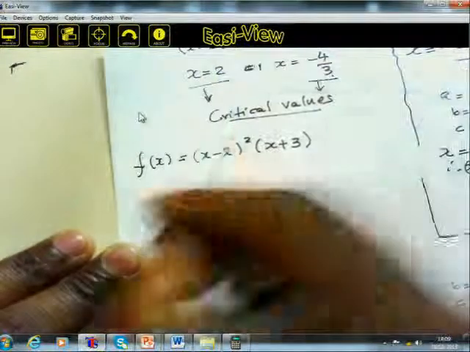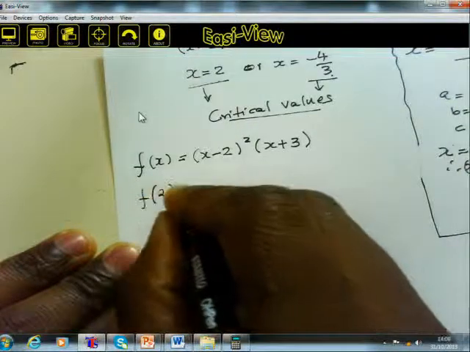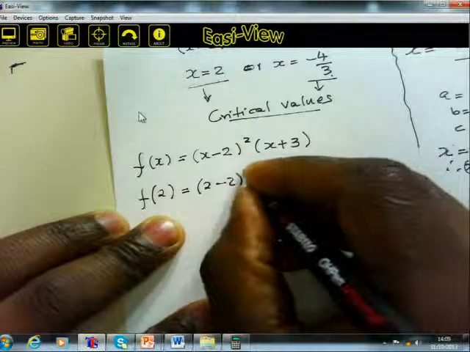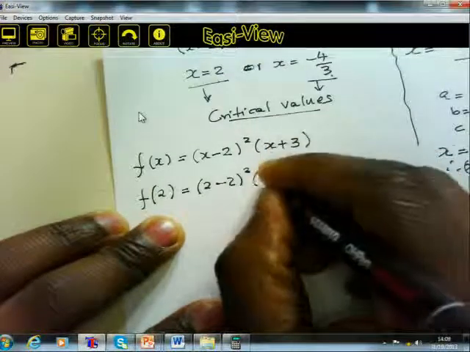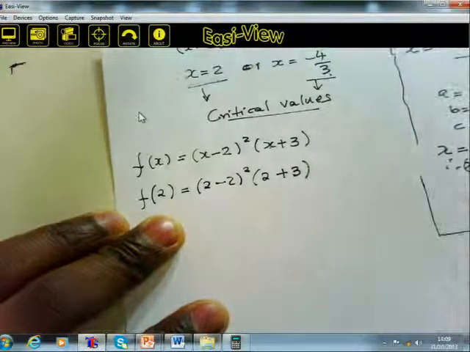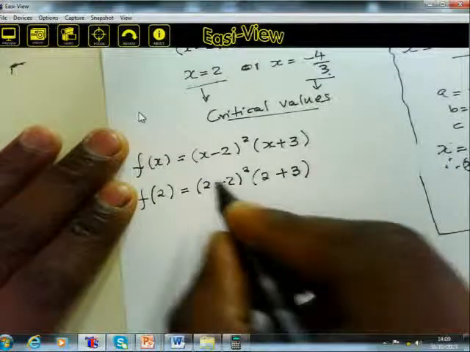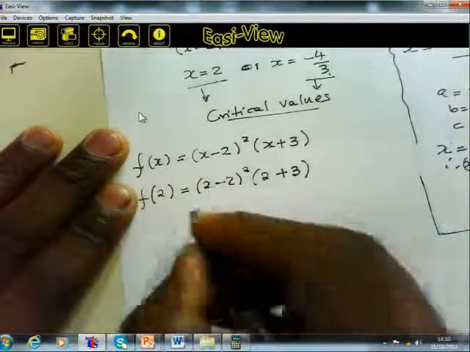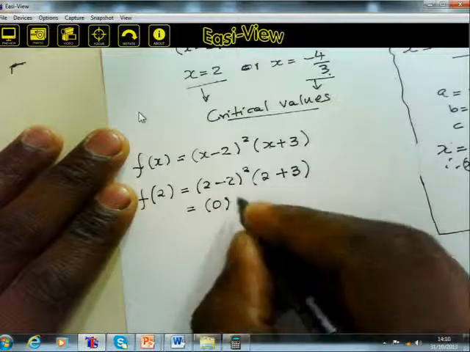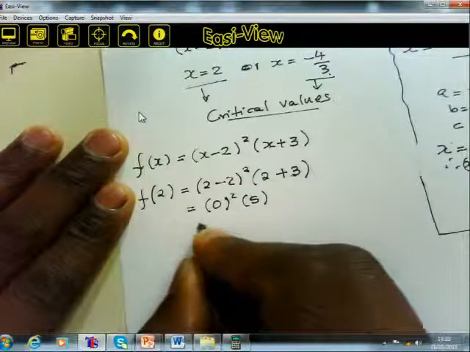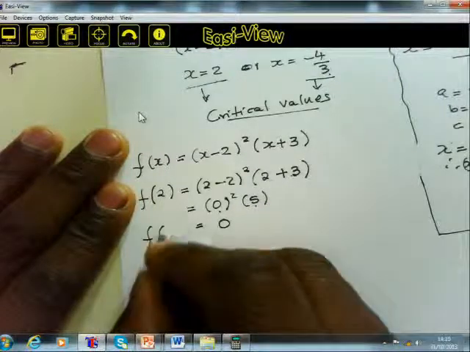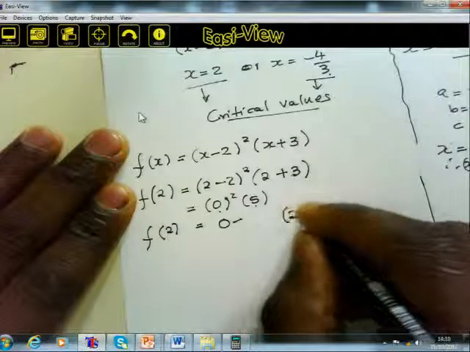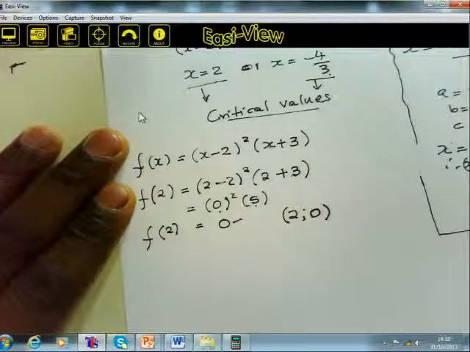We're going to substitute the first one, 2. f at 2 is equal to 2 minus 2, in the position of x I substituted 2, all squared, and 2 plus 3. Everybody happy? Then from there, we simplify this. 2 minus 2 is 0. 2 plus 3 is 5. So what are you going to have? 0 squared is 0, multiplied by 5, so it's 0. Therefore, f at 2 is going to give us 0. Then the point (2, 0) becomes one of the turning points.